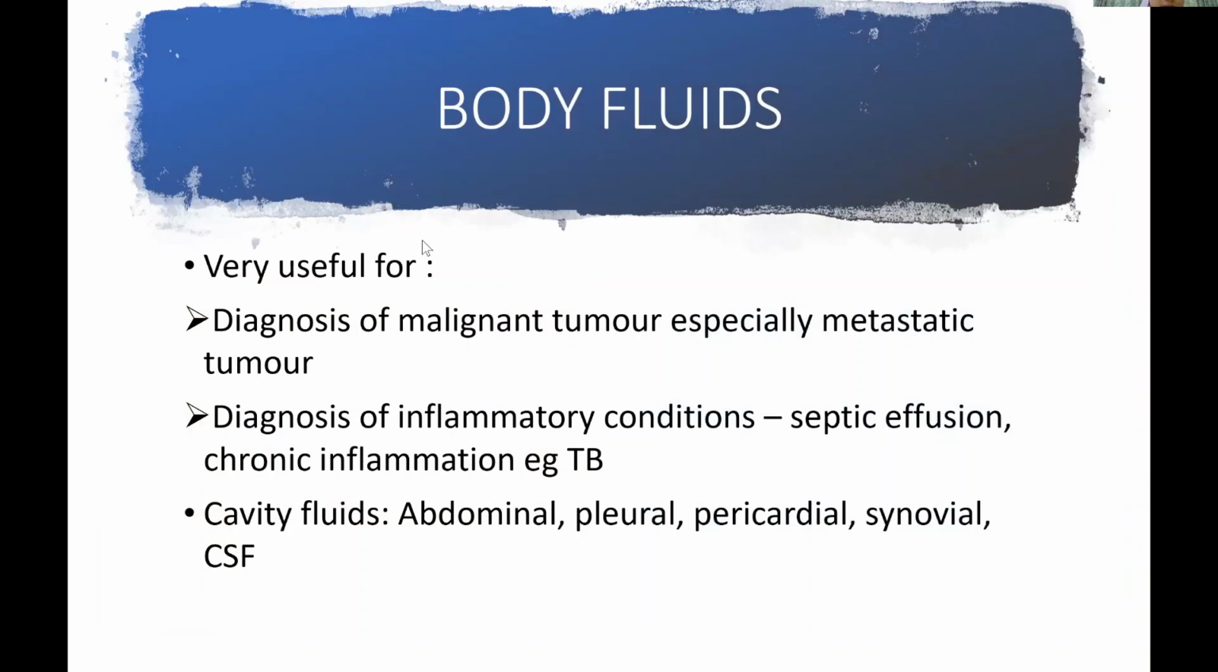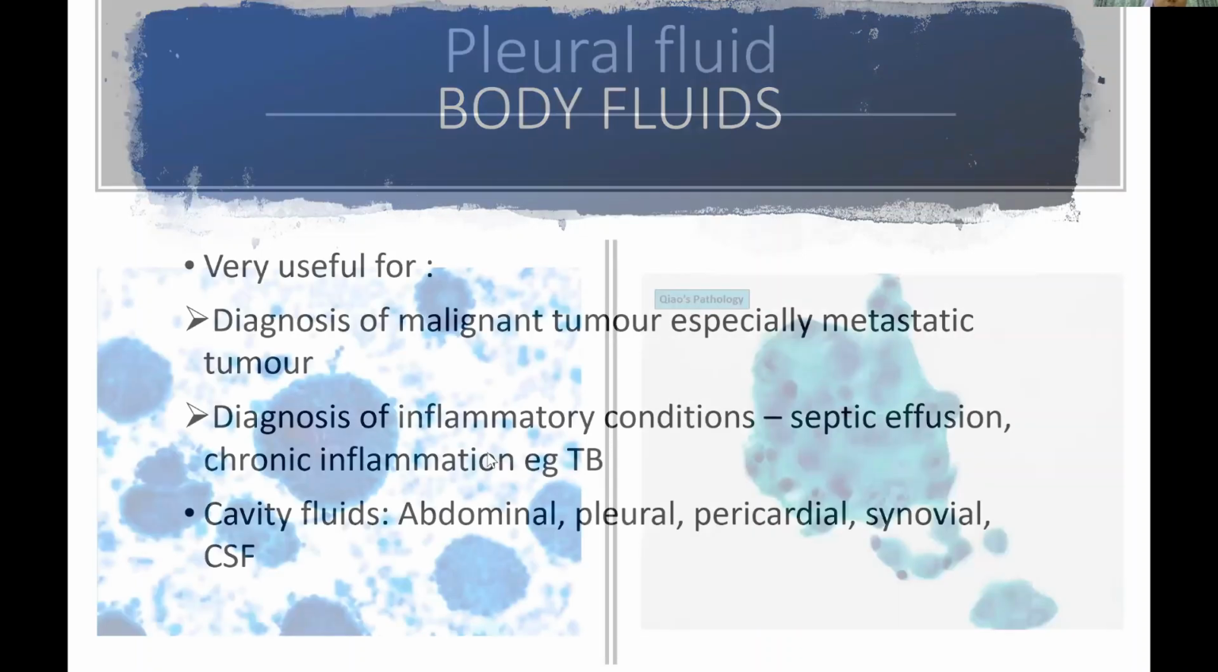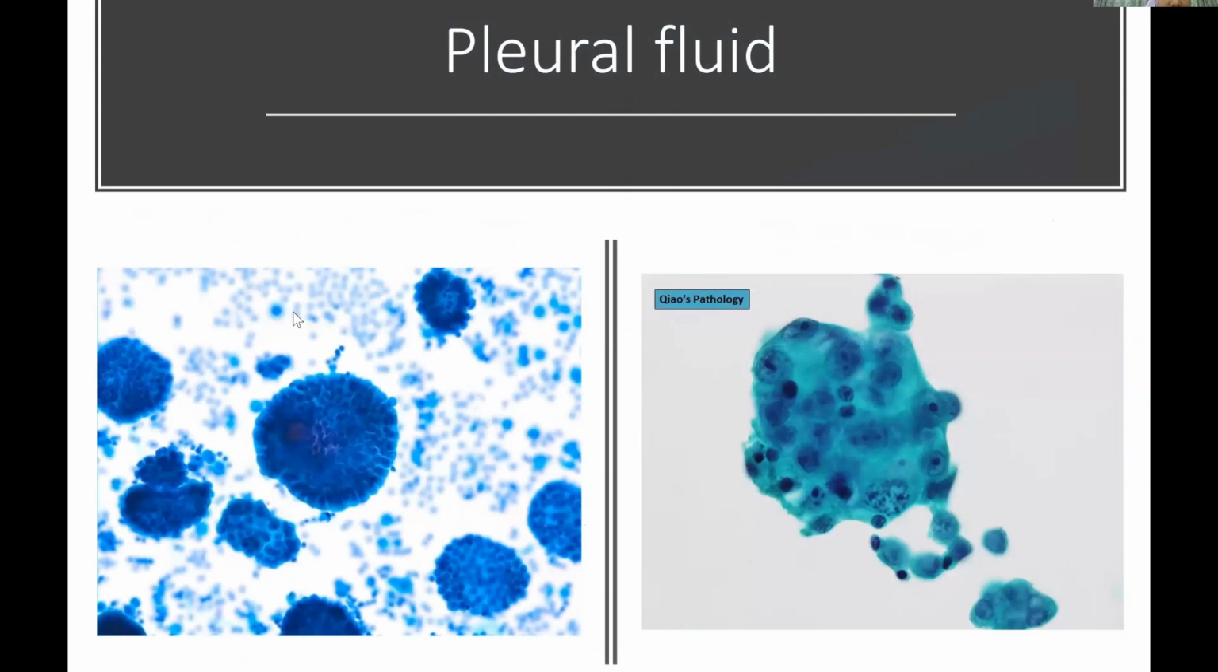So for body fluids, it's very useful for diagnosis of malignant tumor, especially metastatic tumor. It also includes inflammatory conditions like septic effusions and chronic inflammation, for example in tuberculosis. We can examine fluids from any cavity: abdominal, pleural, pericardial, synovial, and CSF. So this is pleural effusion. This patient has a breast carcinoma already metastasized to the lung, and also has malignant pleural effusion.